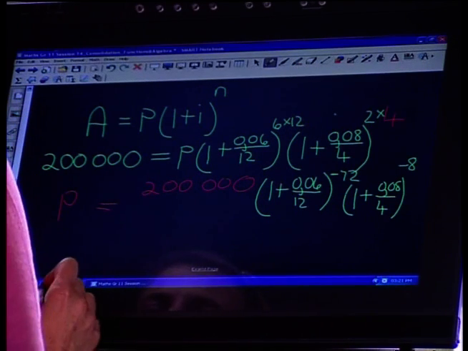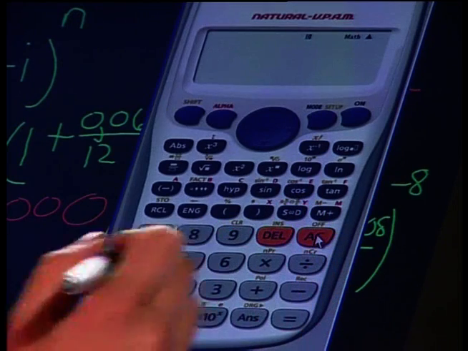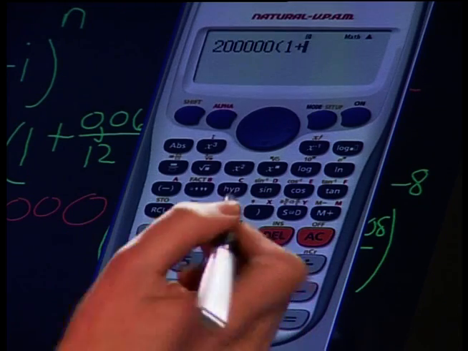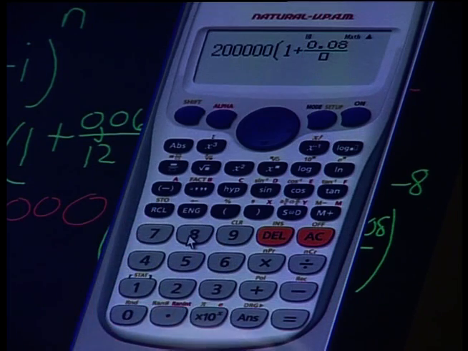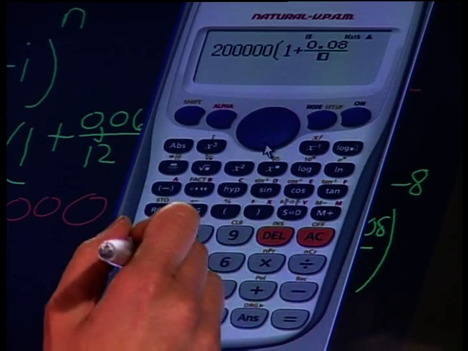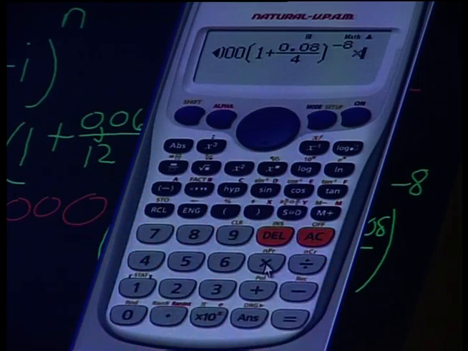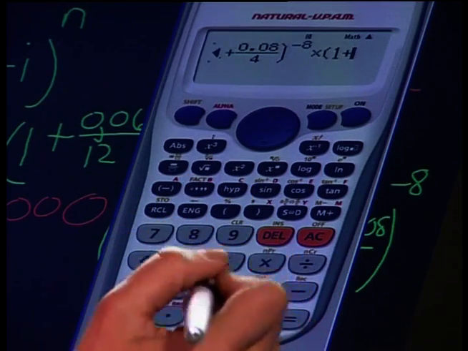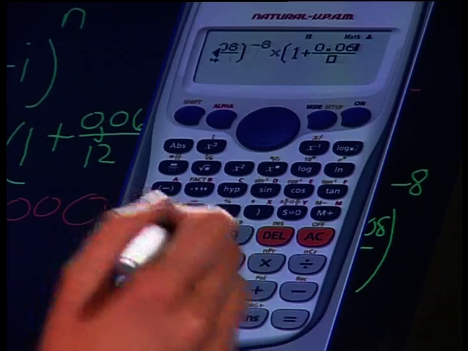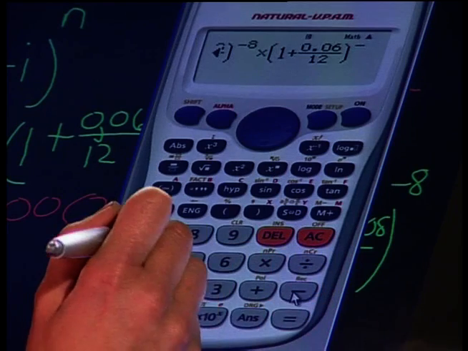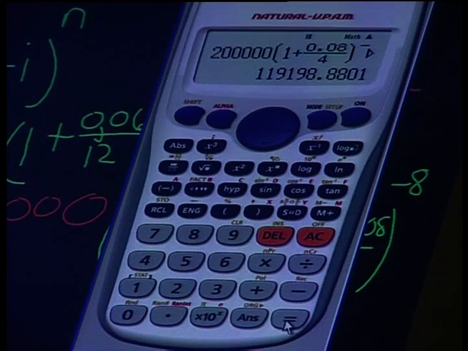Right, so now it's time to put all of this into our calculator and to see how much money Julius must initially invest in order to attain this investment target. So 200,000, bracket, and then we're going to have 1 plus 0,08 divided by 4, close bracket, to the power negative 8. I've just inverted the order, it doesn't matter, times by another bracket, 1 plus 0,06 divided by 12, and this is now all to the power negative 72. Okay. So he needs to invest almost 120,000 Rand, so 119,000 Rand and some change.